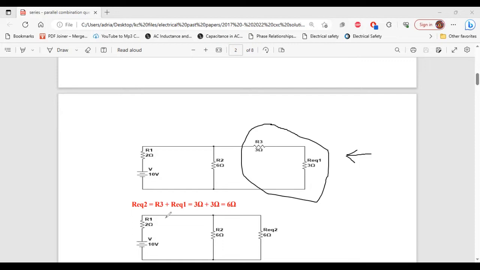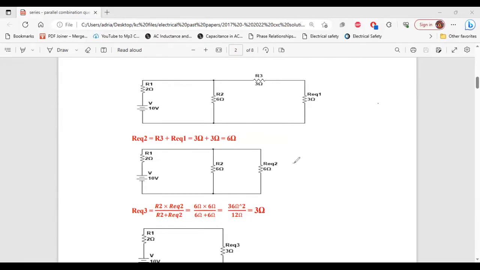All right, so here we have the circuit down here. As you can see, R3 and Req1 have been replaced with Req2, 6 ohm. So again, using this equivalent circuit, looking from right to left, we see that we have two resistors here connected in parallel. So we're going to calculate the equivalent resistor value for these two resistors in parallel, and we're going to call the equivalent resistor value for these two resistors Req3.